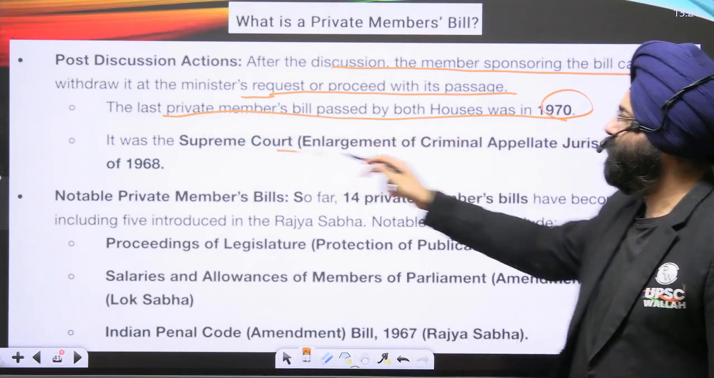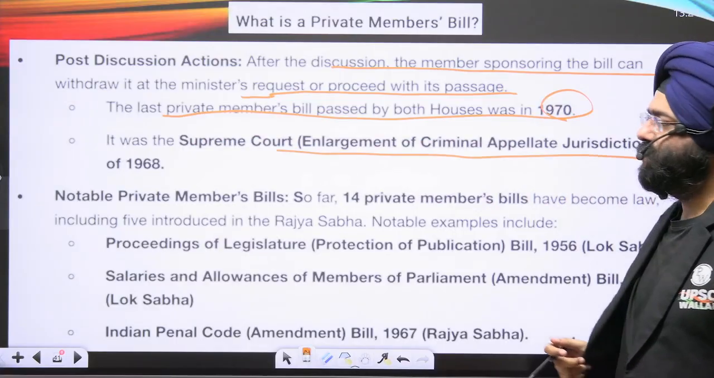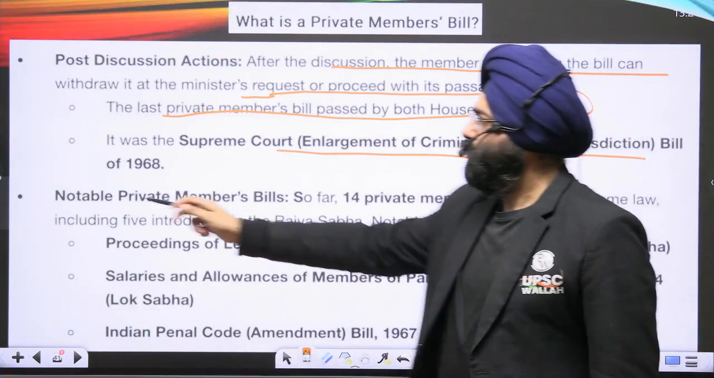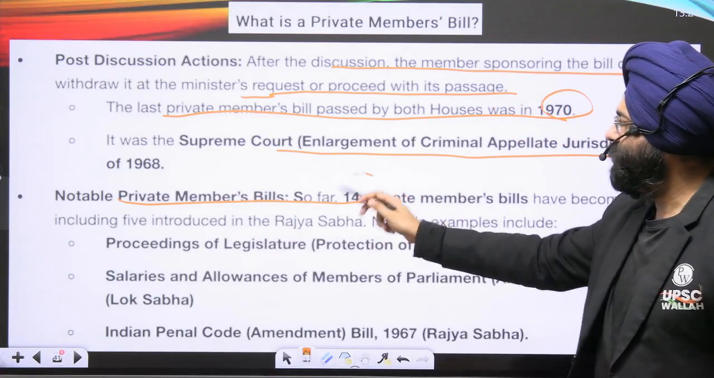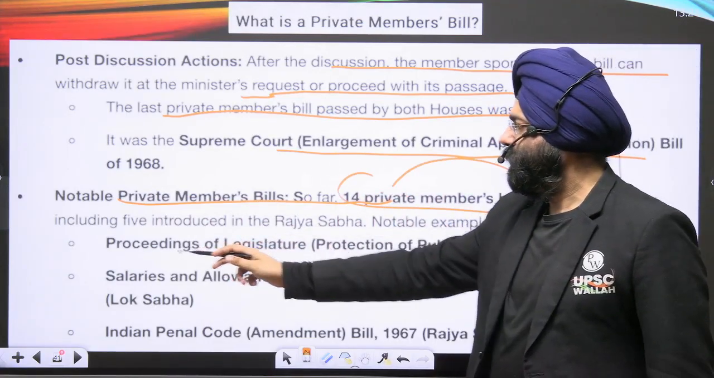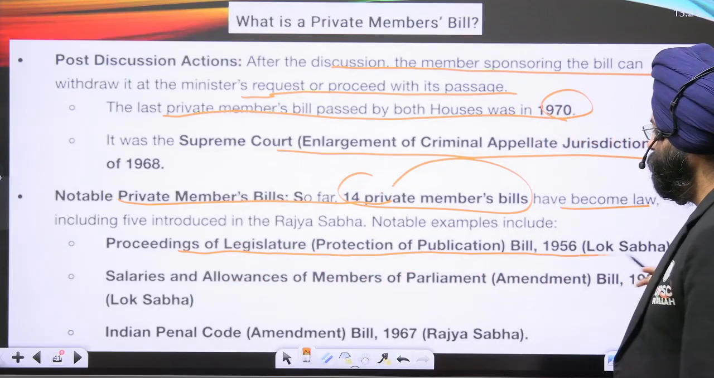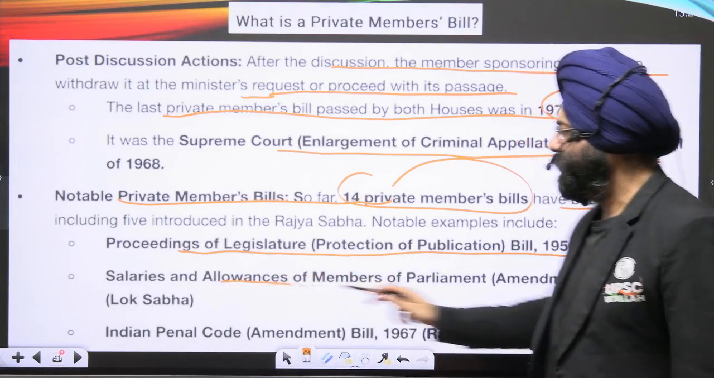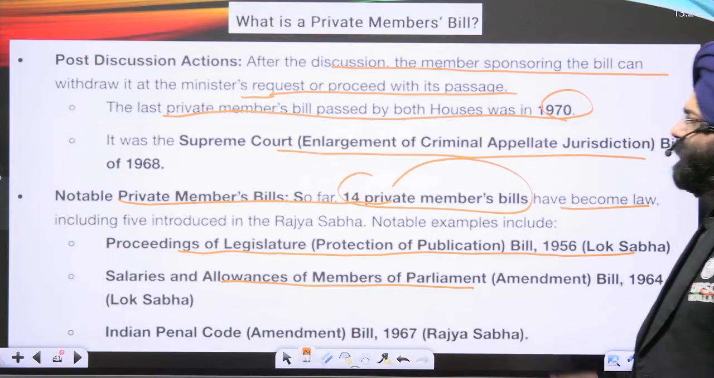It was the Supreme Court Enlargement of Criminal Appellate Jurisdiction Bill of 1968. Notable private member bills: so far, 14 private member bills have become law, like the Proceedings of Legislature Protection of Publication Bill 1957, Salaries and Allowances, Indian Penal Code Amendment are some of the examples.